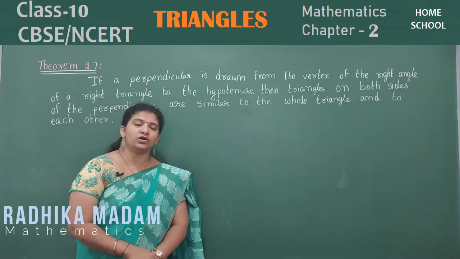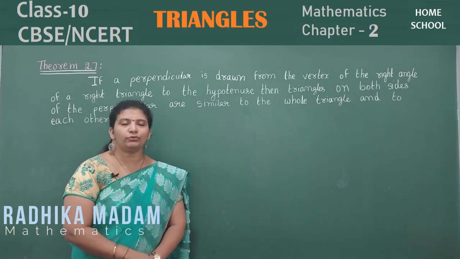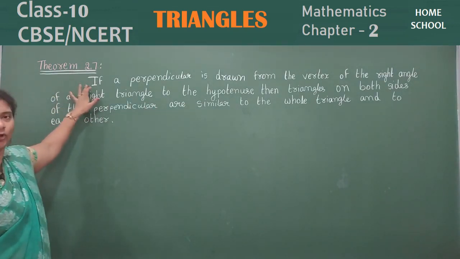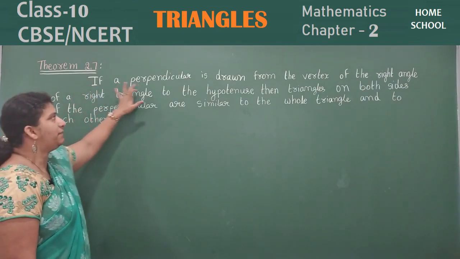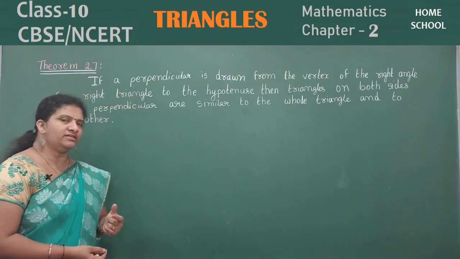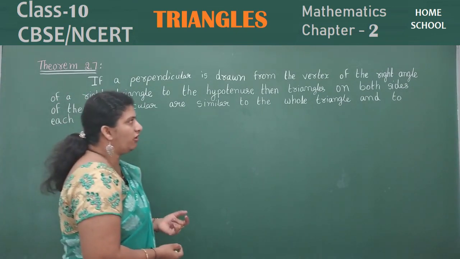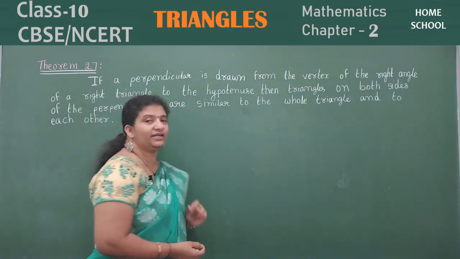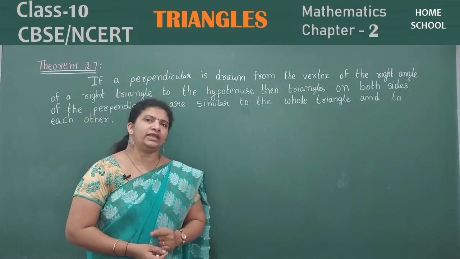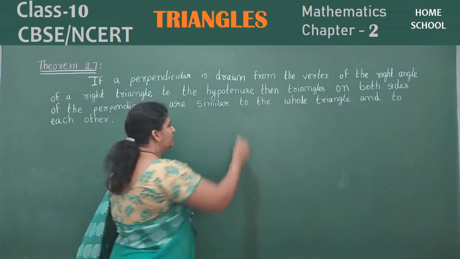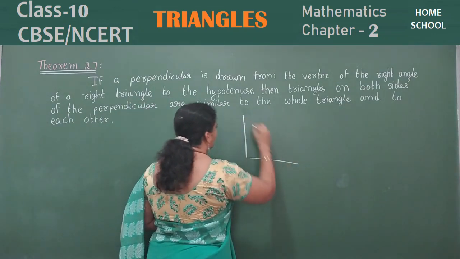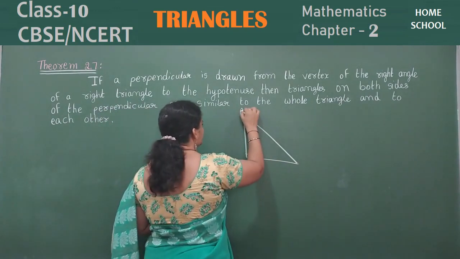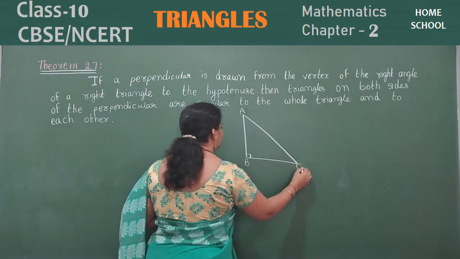We have only the statement in our textbook, but I'd like to prove this theorem also. Let's see the theorem here. Theorem 2.7. If a perpendicular, meaning 90 degrees, is drawn from the vertex of a right angle of a right triangle. First, what do we need here? We need a right triangle. So let me draw a right triangle here. This is right angled, and let me mark the letters A, B, C.